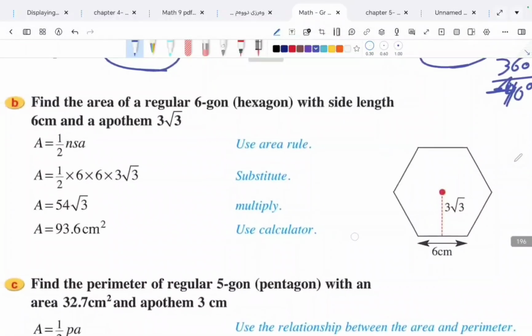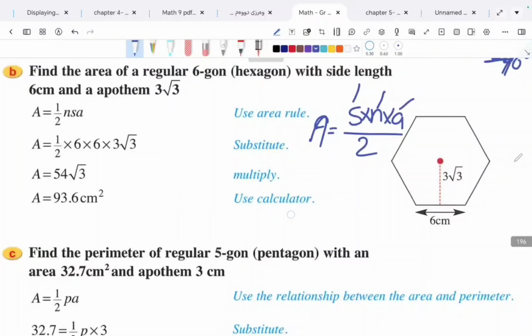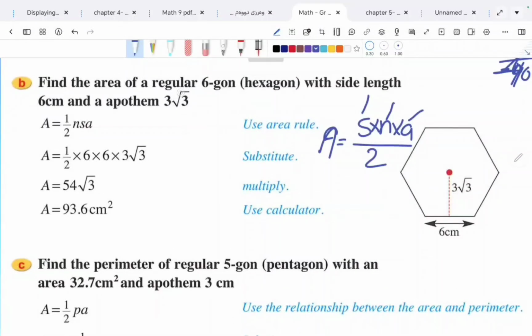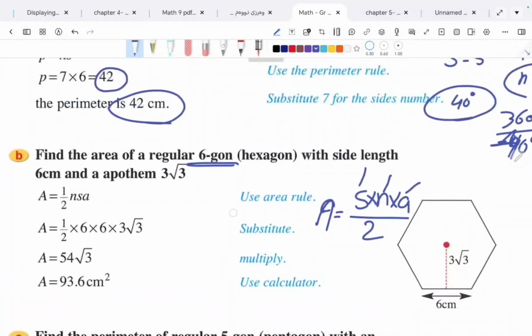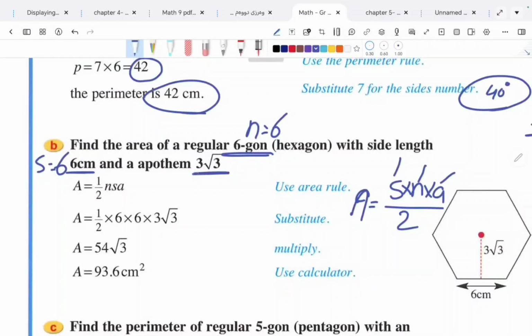What is the rule of area? Area equals s times n times a, divided by 2. s is the side length, n is the number of sides of the polygon, and a is the apothem. For example, find the area of a regular hexagon. n equals 6, with side length 6 centimeters, so s equals 6, and the apothem is 3 square root of 3.